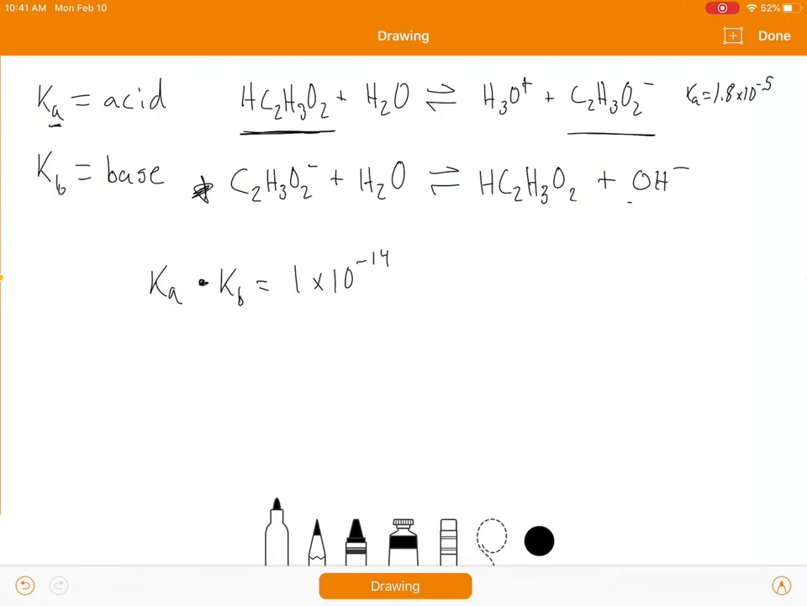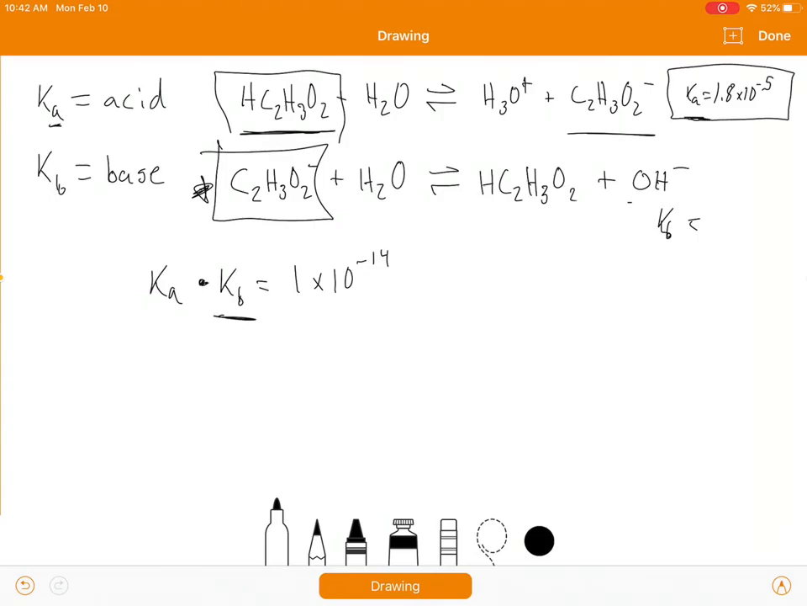This does not mean that acetic acid has a Kb value. It means acetate has a Kb value. The Ka here goes with acetic acid. The Kb value goes with acetate. I hope that makes sense. You're not giving a Ka value to the base. You're not giving a Kb value to the acid. They're the conjugate pairs. So in this case, to solve for Kb, you'll take the Ka value and divide 1 times 10 to the negative 14th by that Ka value.